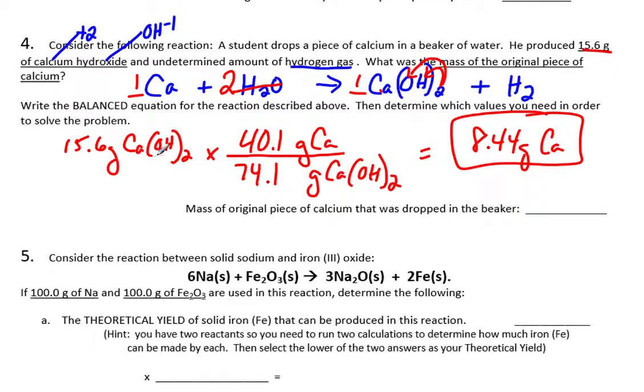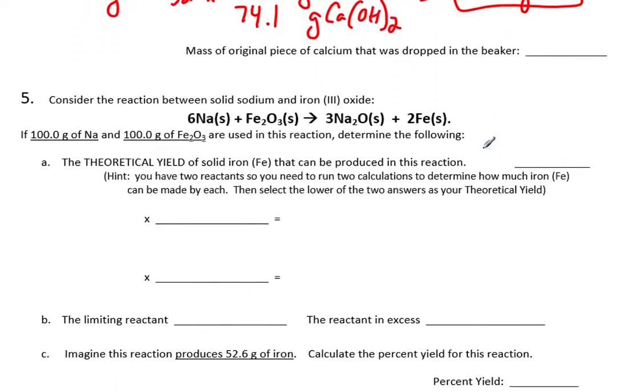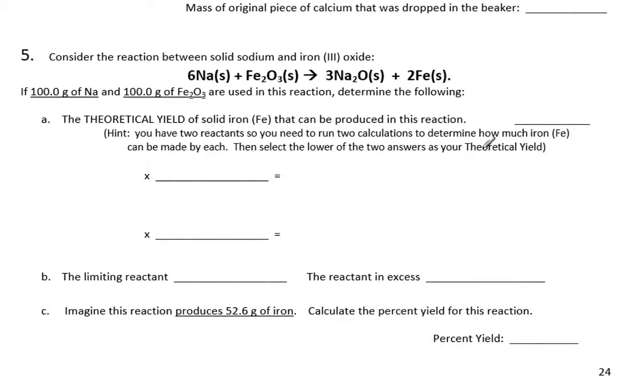So when the kid dropped in 8.44 grams of calcium, this is what was produced. We assume everything went perfect here. But that's the amount of product when this was the amount of reactant. And we actually use the product to figure out the reactant size. Usually it's the other way around. All right, let's come back in a different video for number 5. Let me stop this one here.